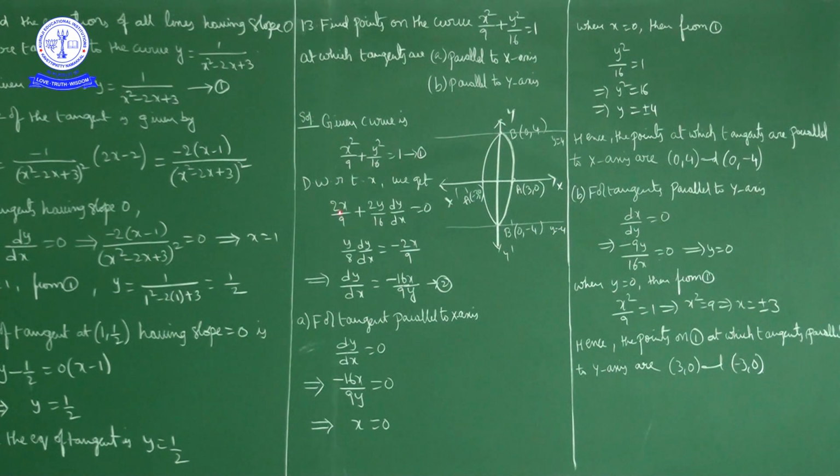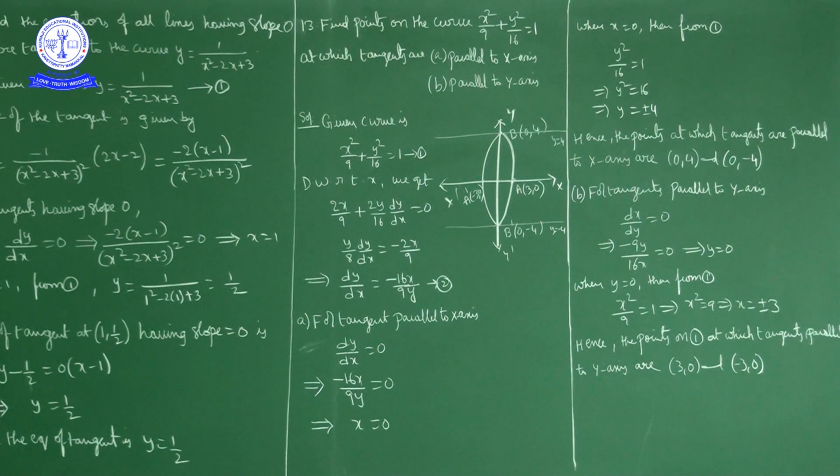Okay. Write 2x by 9 this side, so minus 2x by 9. Here 2 cancels. So, what we have, y by 8 into dy by dx is equal to minus 2x by 9. Okay. 8 comes in numerator, y comes in denominator. So, what we get, dy by dx is equal to minus 16x by 9y. This is the slope of the tangent.